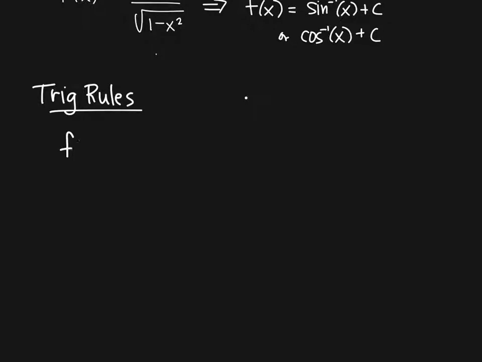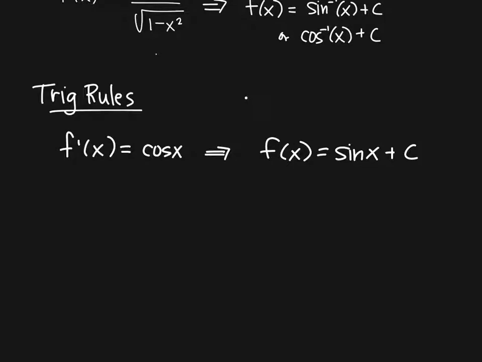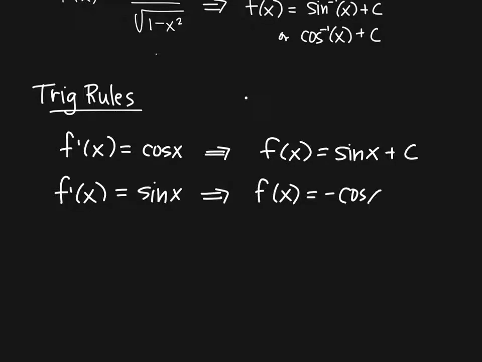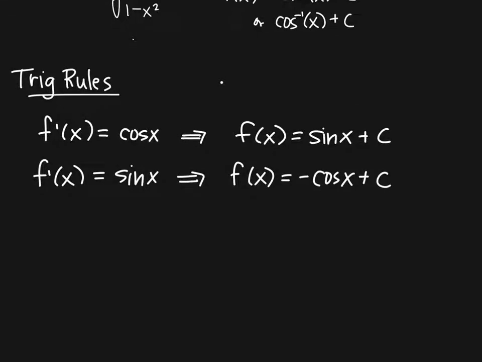So if f prime is cosine, then what is f? Sine. Okay, sine. Those go together. If f prime is sine, very good, negative cosine. All right. How about if f prime is tan?